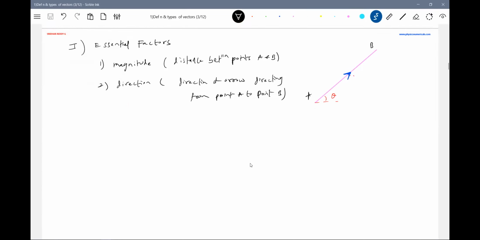Now there are other features also. These we will call selective factors. With the help of these, we can classify the different types of vectors easily. The next one is point of action. The second one is the line of action.